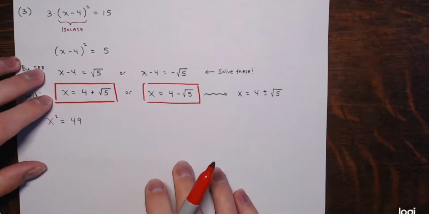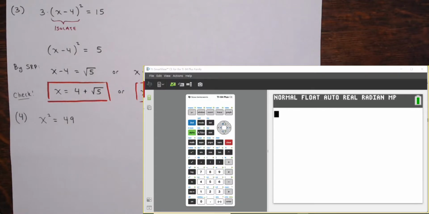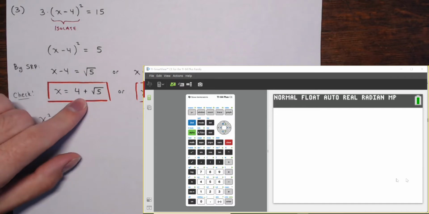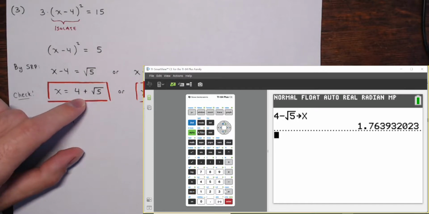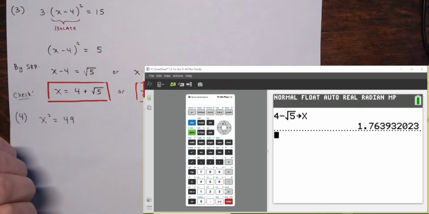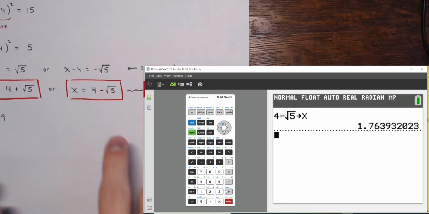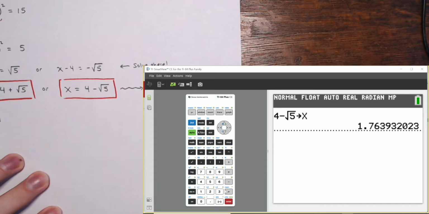Or if you'd like to use technology, let me pull up the calculator I had earlier. And again, I'll just test it with this first number. We have 4 minus the square root of 5, and I'm going to store this number as x, right? So now x is going to be 1.763 and so on. So I'm testing this number, 4 minus the square root of 5. So x represents 4 minus the square root of 5, and then I go back and plug it in to the original equation.